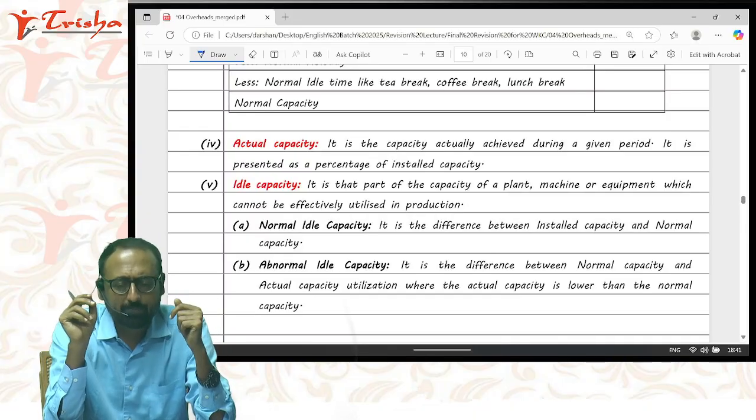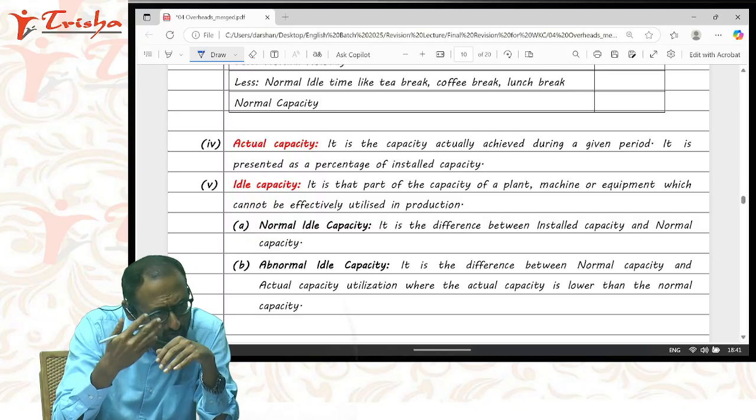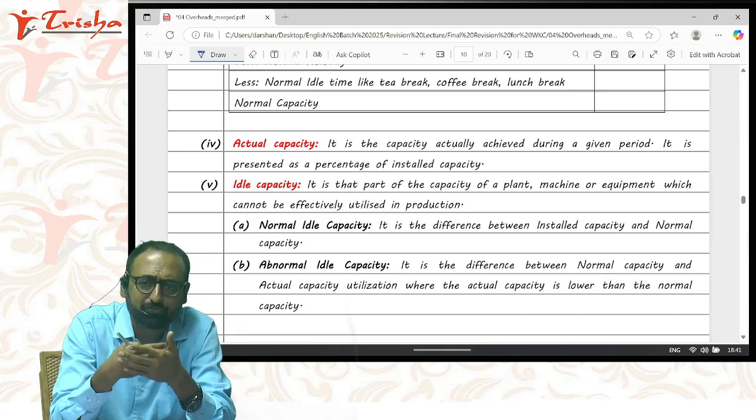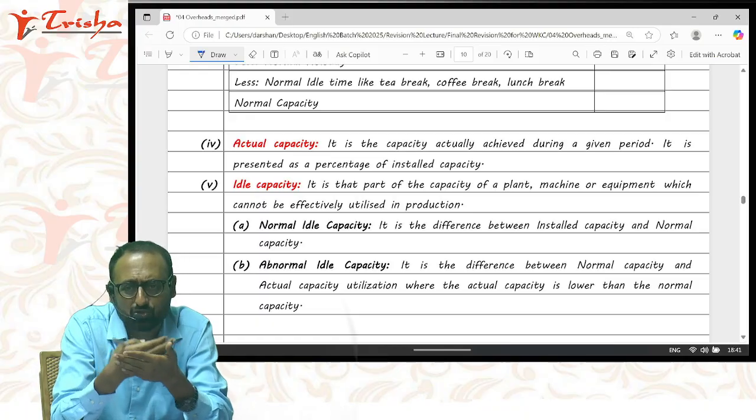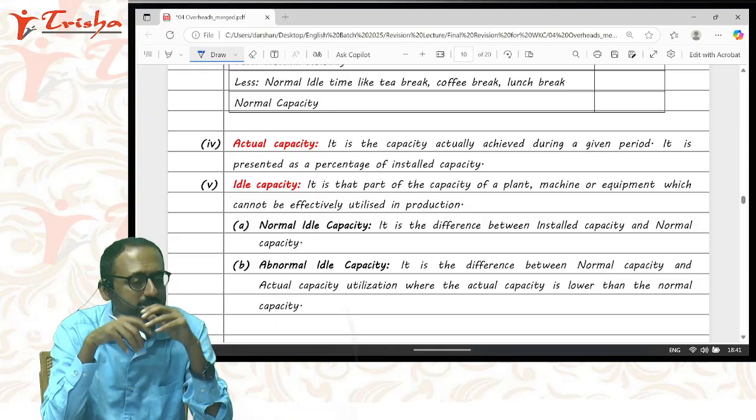Next, the last capacity is actual capacity. Actual capacity means the capacity which is actually utilized for actual production. How many actual hours are used during that period is called the actual capacity.